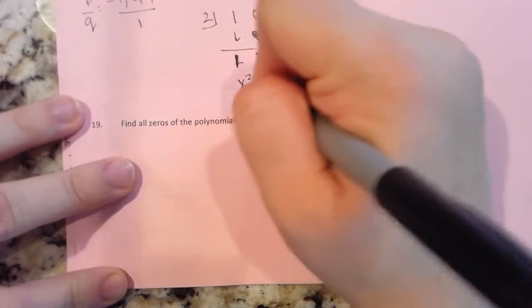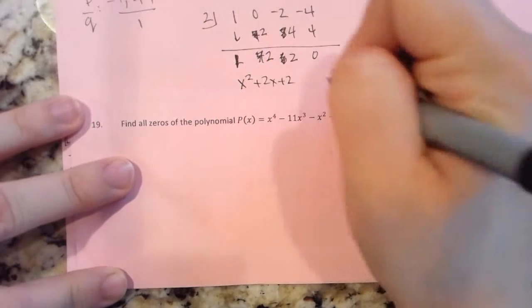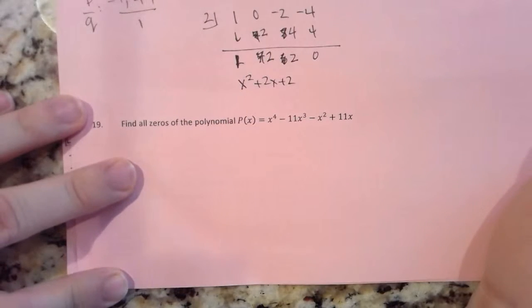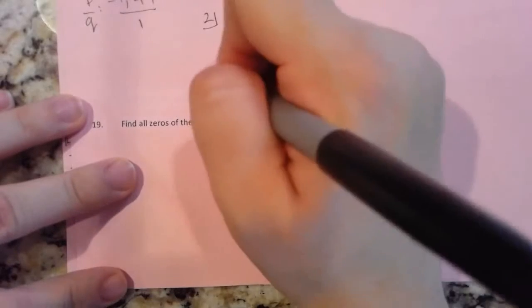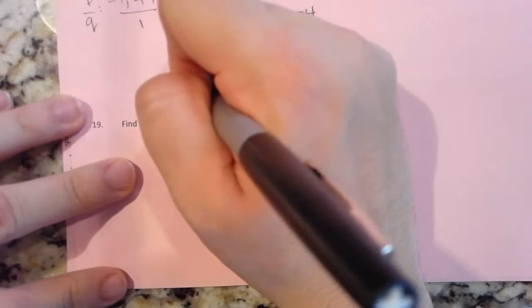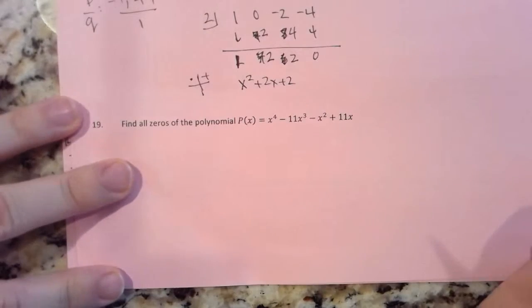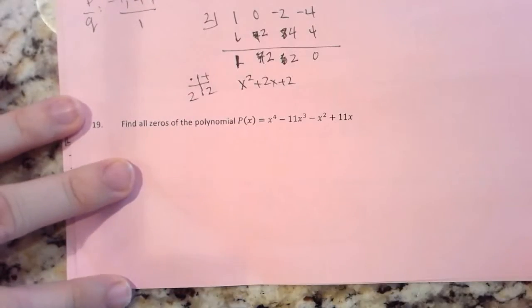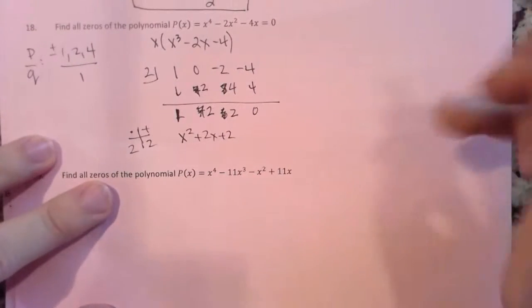So let's just rewrite it. X squared plus 2x plus 2. Sorry, seriously. Fearless leader going down. Multiply to a 2, add to a 2, that's not going to work, right? So we have to use the quadratic formula.